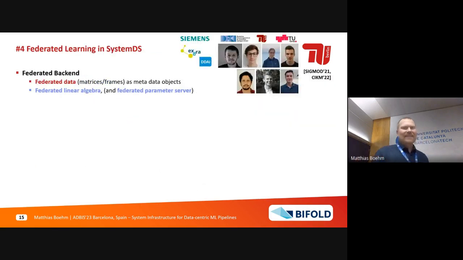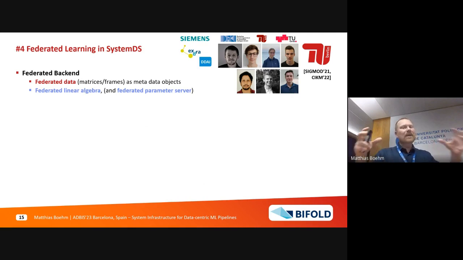The 4th case for data independence I want to make is this new backend for federated learning we've been building with a huge team of students, PhD students, undergraduate students, bachelor and master thesis, over the last 3 years.